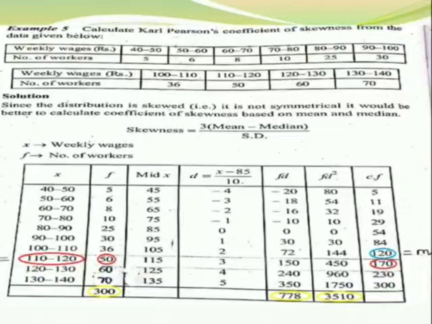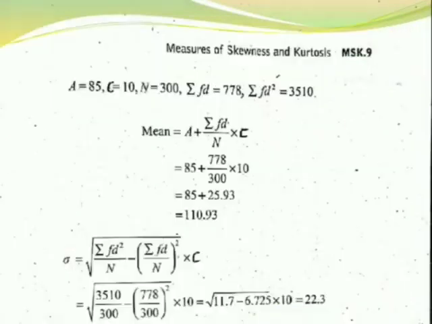After that you have to multiply F into D, and you will get the FD values, and then F into D square, and you will get the FD square values. Now you have to substitute into our mean formula. Our mean formula is A plus summation FD by N into C. Here the deviation method formula is given. You can use the direct method formula also.